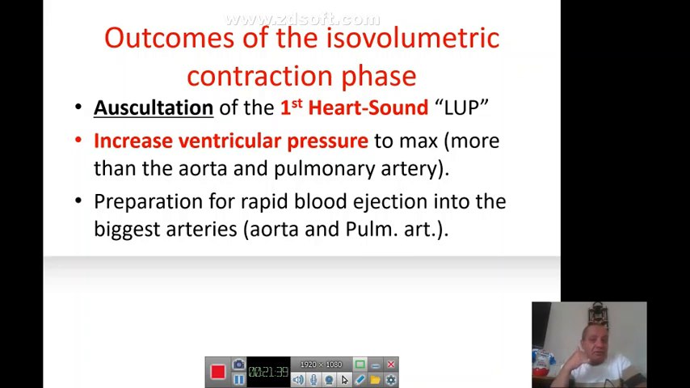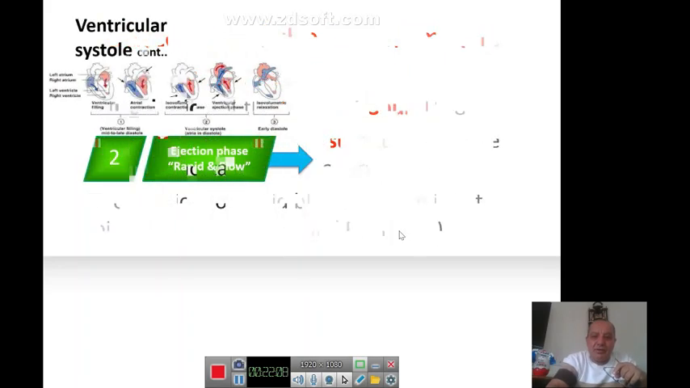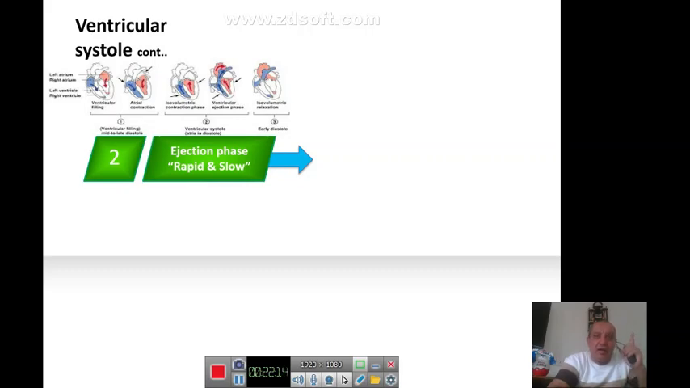First, in the first part, we will hear the first heart sound, as we mentioned, LOP, closure of the mitral and tricuspid valve, increase ventricular pressure to maximum. Why do we need to increase the pressure in the ventricles to the maximum? To make the pressure inside the ventricle more than in the aorta and pulmonary. And what's the outcome? Opening finally of the aorta and pulmonary artery. Okay, so this is the isovolumetric contraction phase.